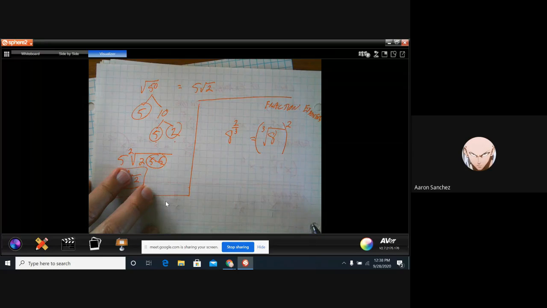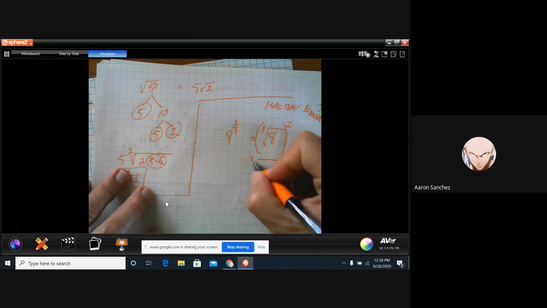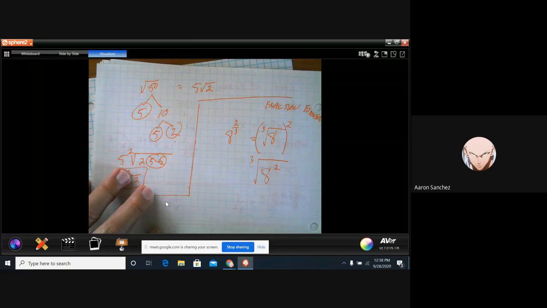Or it doesn't matter what order, I can also write it like this. Either one will give me the right answer, right? I can either square the 8 first and then get the cubed root, or get the cubed root and then square it.